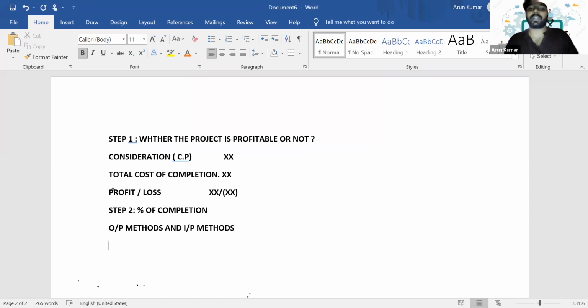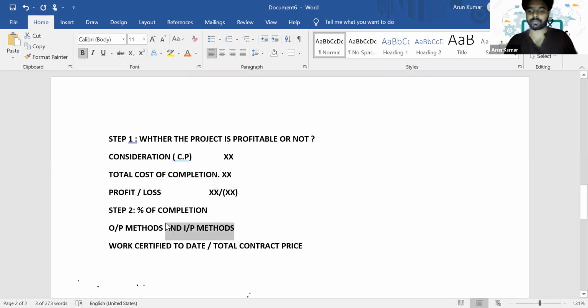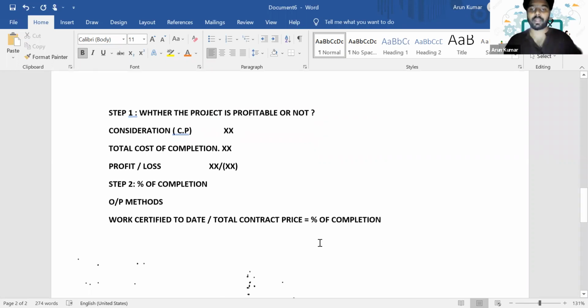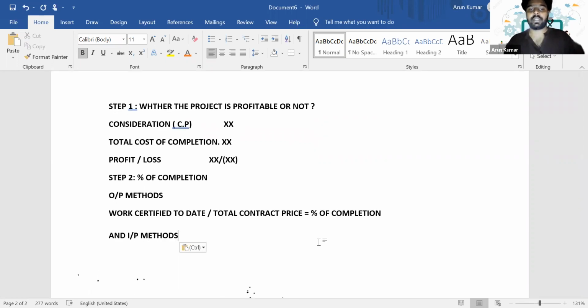So how will you calculate the output method? Especially for the output method, the equation will be given in the question. One example is work certified to date divided by total contract price. That's the output method. That will give you a percentage of completion. Clear? Next one. And in the input method, it depends upon the cost.